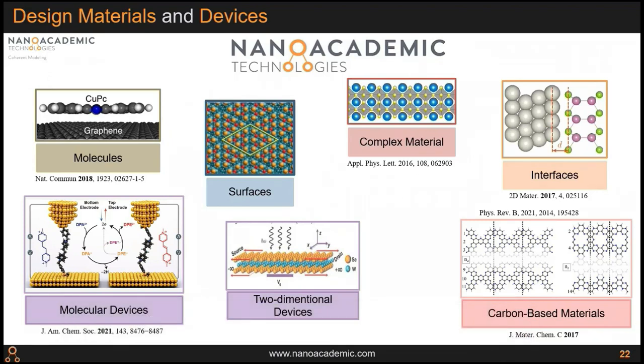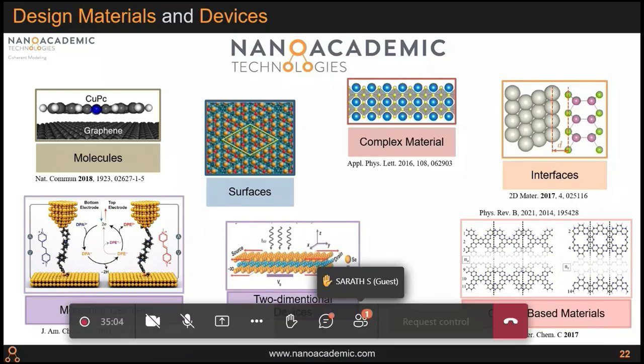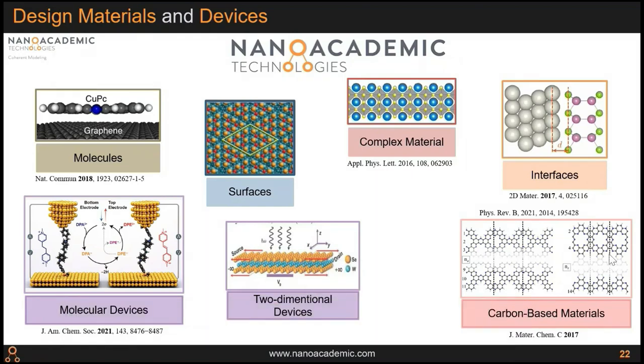So like molecules absorbed on graphene surfaces, molecular devices. You can compute semiconductor surface reconstruction. I believe that's a 5x5 or 7x7 silicon surface here. You can calculate the effect of photons incident on devices combined with some bias. I'm going to show an example of that. Complex materials, interfaces, layered carbon-based materials, etc.